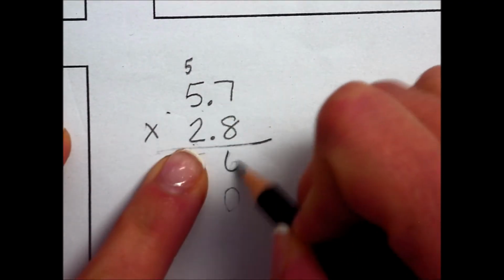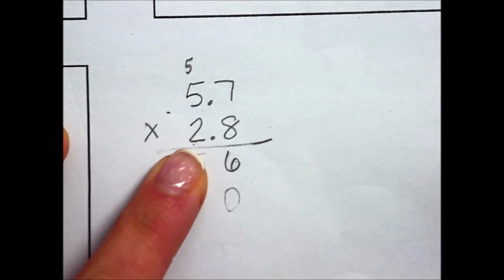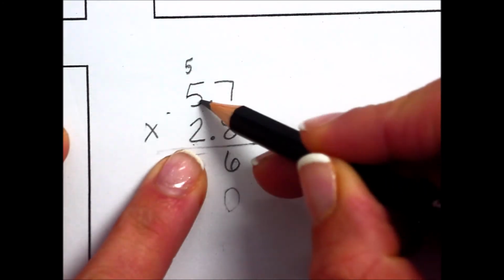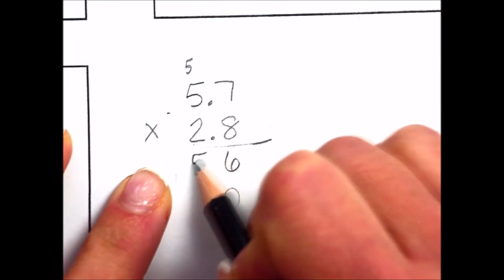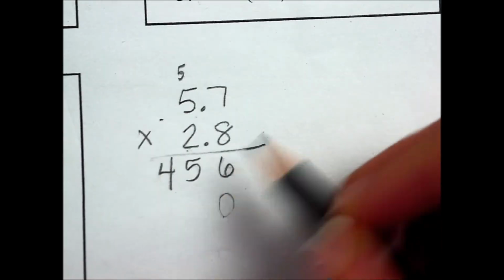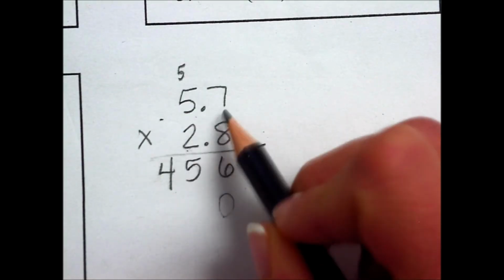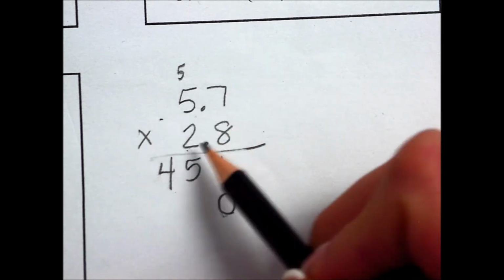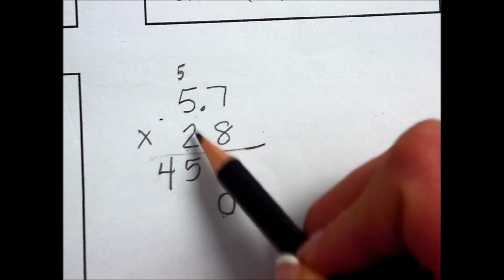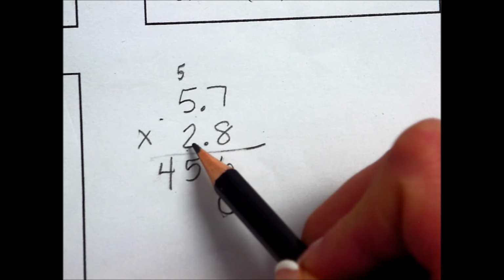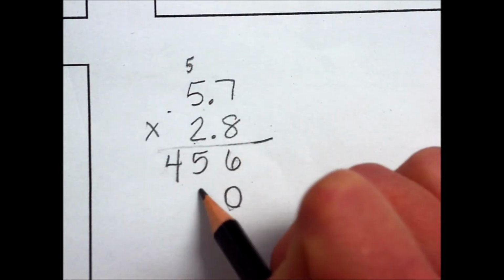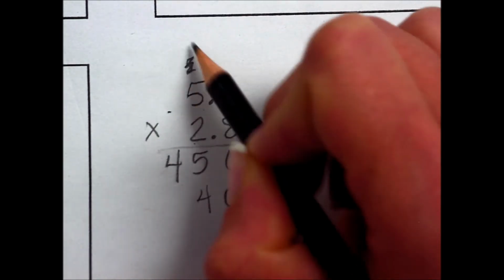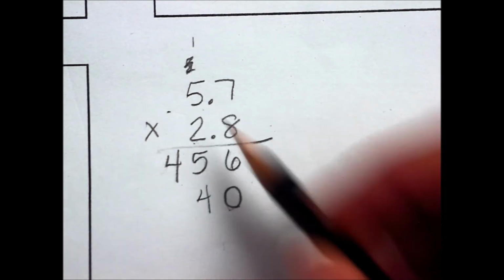8 times 7 is 56, carry the 5. 8 times 5 is 40, plus 5 is 45. Okay, as I go to the next column, I'm going to hold my place with a 0. Now I'm ready to multiply the 2 through both digits on the top. 2 times 7 is 14. I'm going to scratch that out and carry my 1. 2 times 5 is 10, plus 1 is 11.